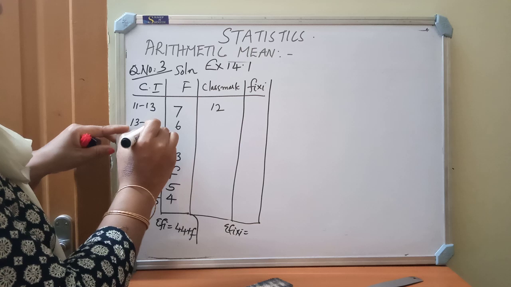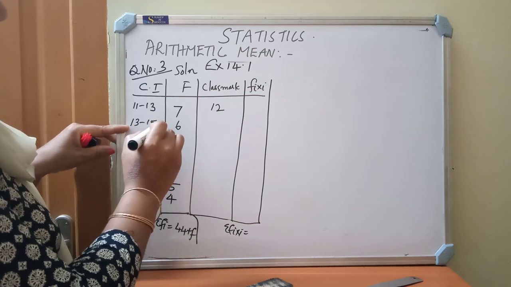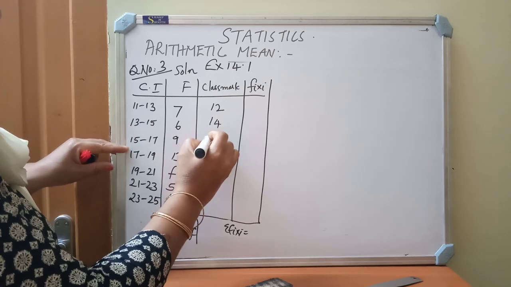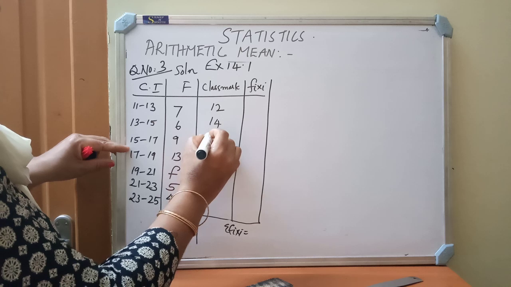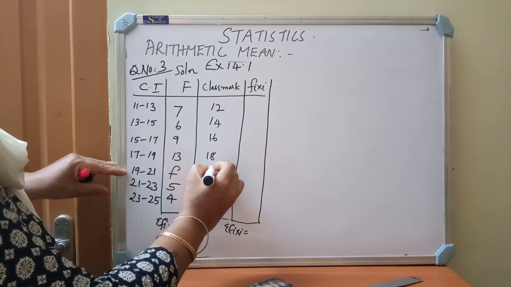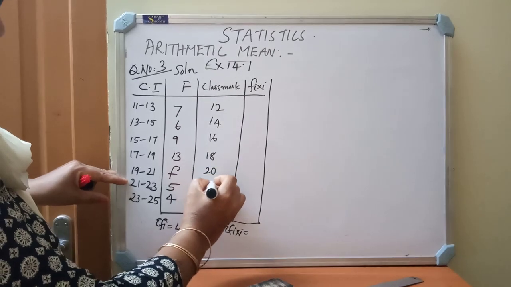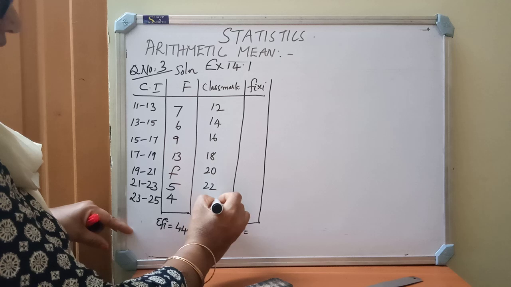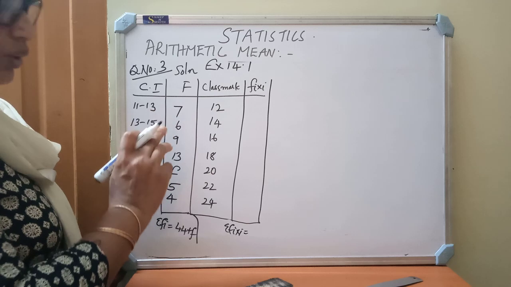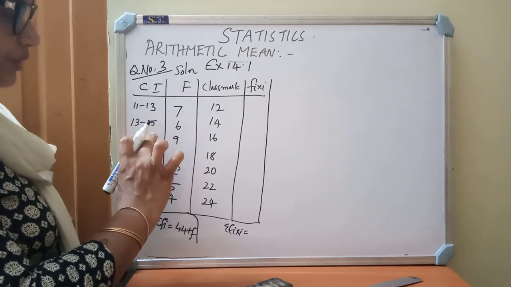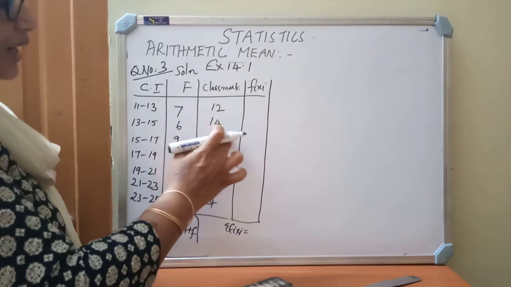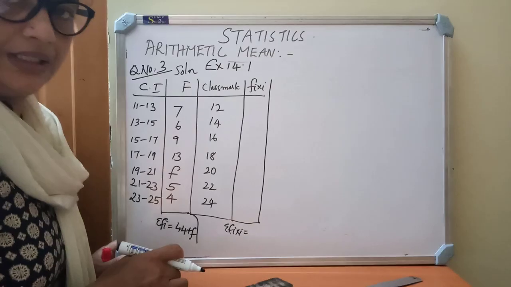Here 13 plus 15 divided by 2, so we will get 14. The class width is the difference, 2. So add 2 each time and write: 16, 18, 20, 22 and the last one, 24. These are the class marks. You add lower limit plus upper limit divided by 2. Or, since the class width is the same, write the first one, see the width, and keep adding it; the next class marks you will get automatically.